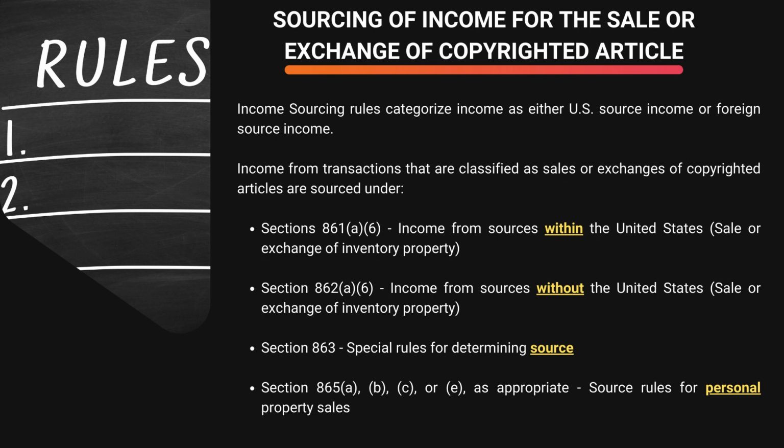So if you go through this code and you want to know how income from sources within the United States is treated, and if it's determined to be inventory property, then the code that you need to use is 861A6. You have 862A6, which talks basically about the same sourcing rules, but this talks about income from sources without the United States, meaning income from sources outside the United States. Sales or exchange of inventory property when it's sourced outside of the United States. And then as a foreign person, you need to know how that is going to be treated. And then section 863 has some special rules that you can take a look at.